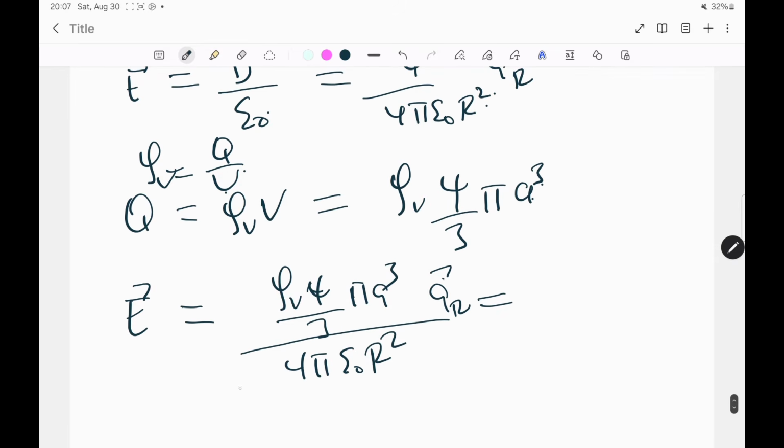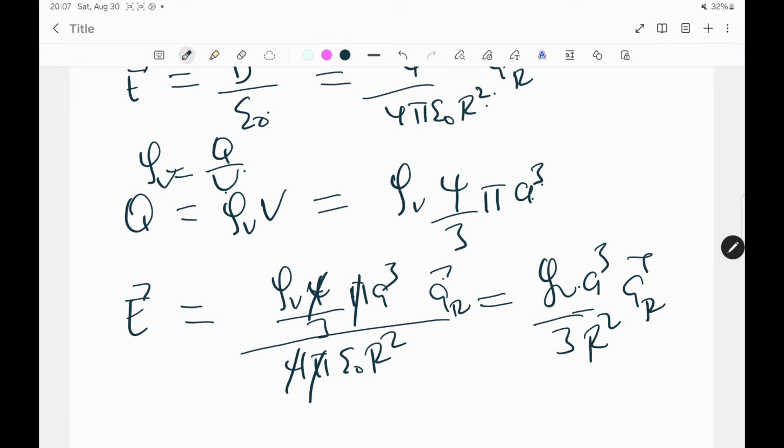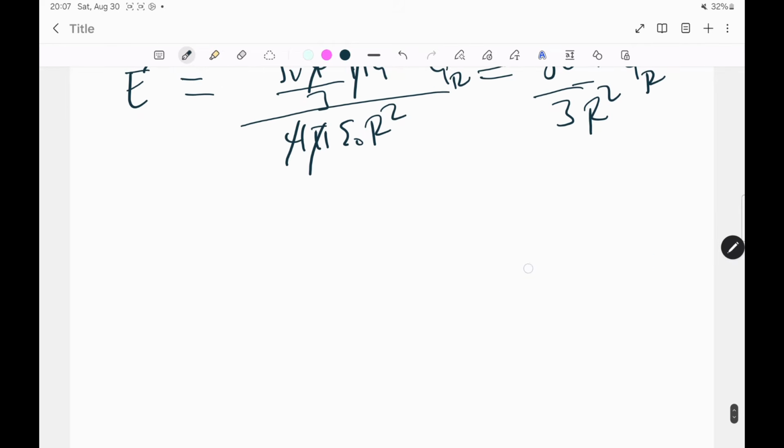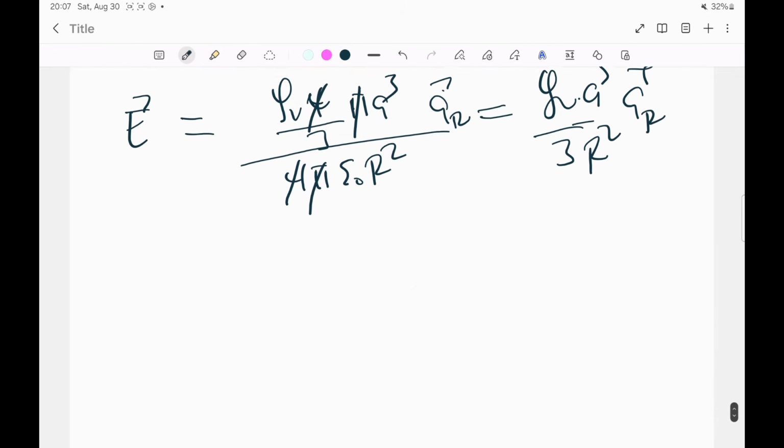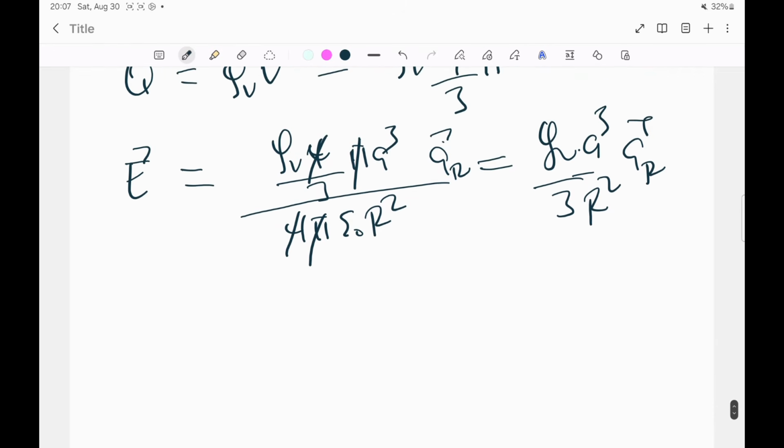This one will cancel here. Pi here will go away. We just have this a, r squared. So this becomes our electric field intensity, right? This is for when r is outside.